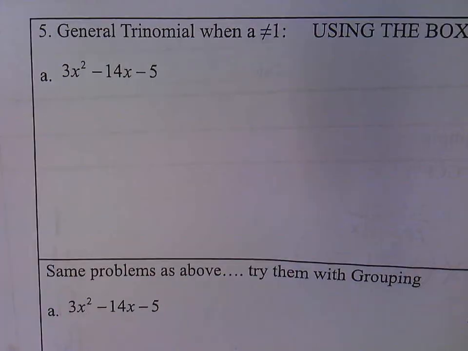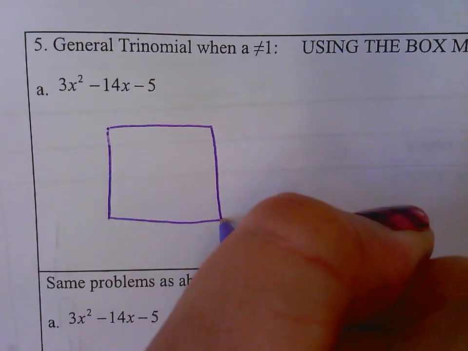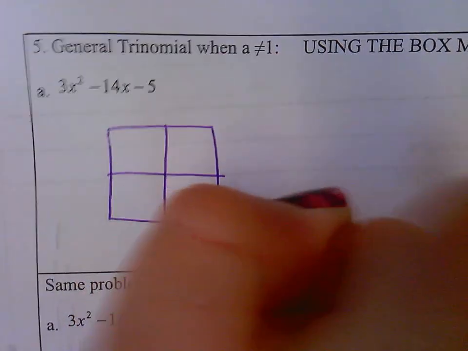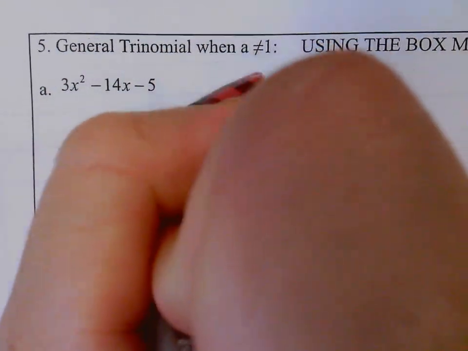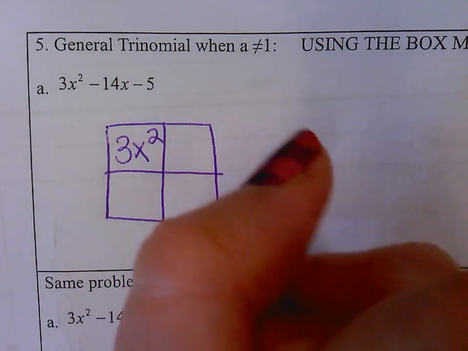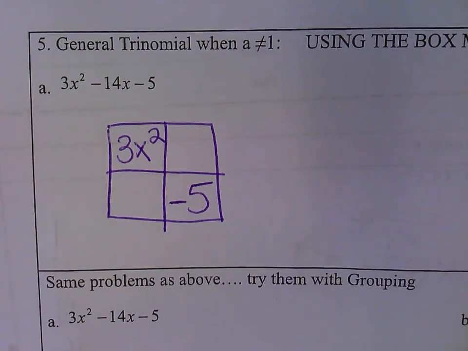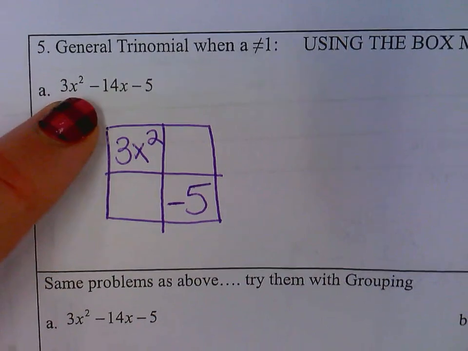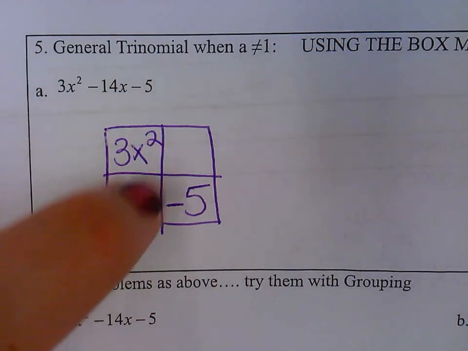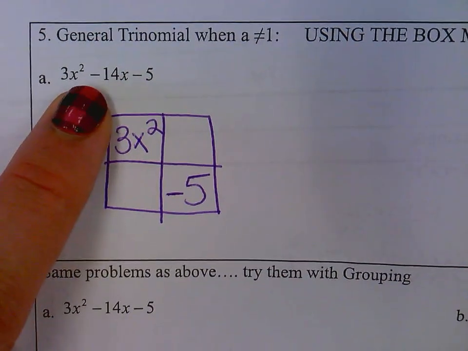So the box method takes a 2 by 2 box and you're going to put the terms into this box. So 3x squared always goes in the top left, and your constant, which is -5, always goes in the bottom right. Now, I only have this -14x. That has to get split up into these other two boxes, but I need to do it the correct way. So how am I going to split up the -14x?